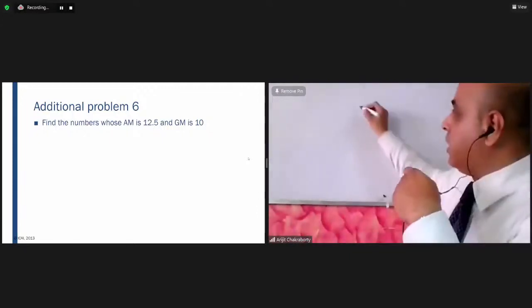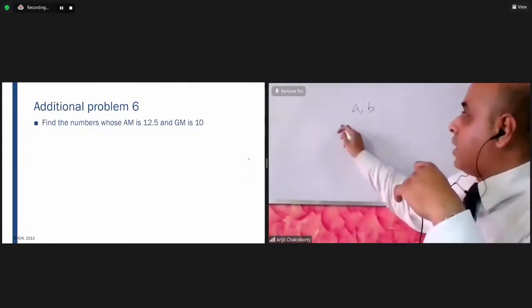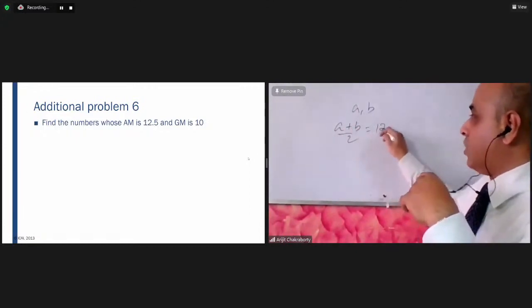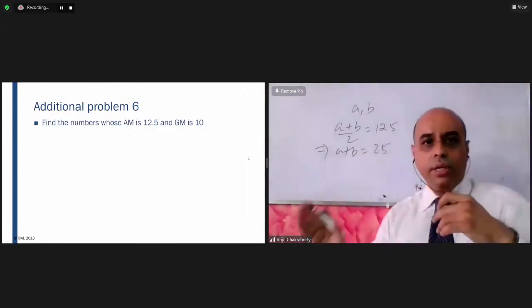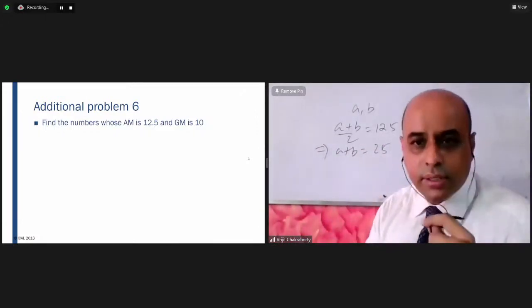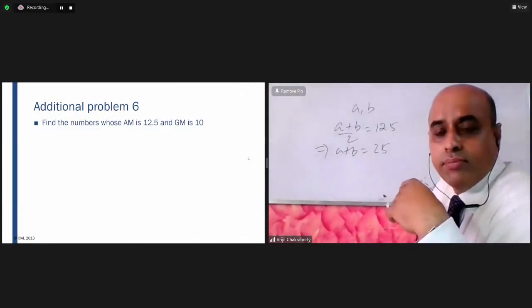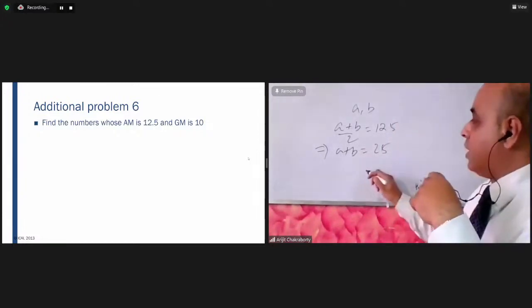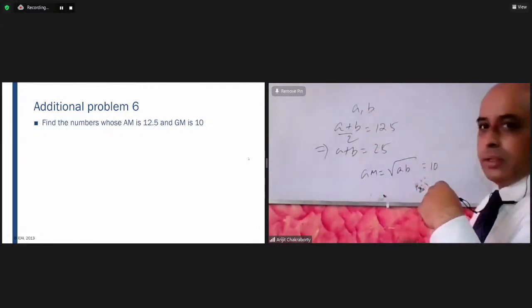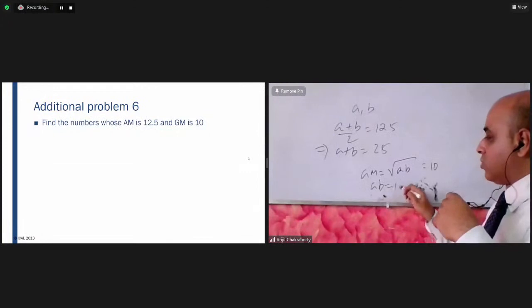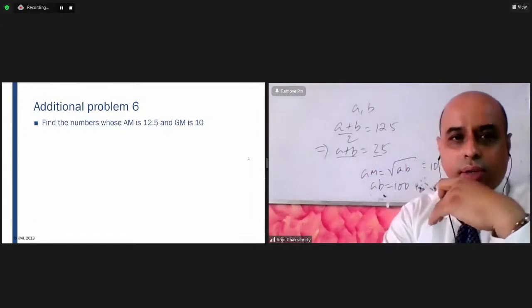Two numbers, I am taking A and B. The AM is 12.5, so we can write A plus B by 2 is 12.5. That means A plus B equal to 25. First equation. Second point is the GM is 10. That is, geometric mean is 10. In other words, GM is given by square root of A into B. So this is 10. So from here we can write AB equal to 100. So we know A plus B is 25 and AB is 100. So I think you can solve for it.